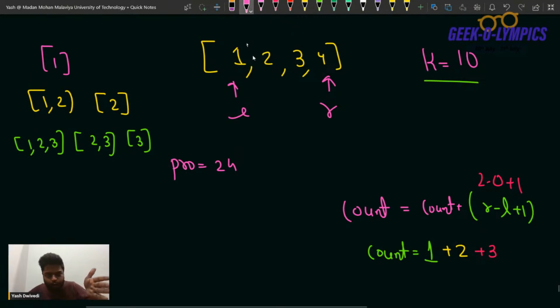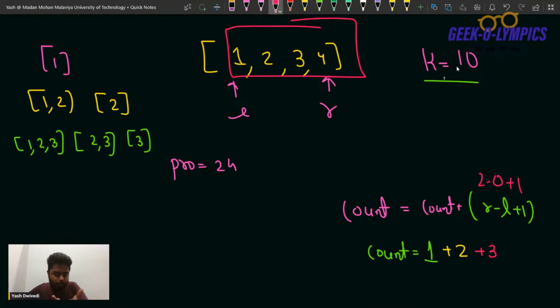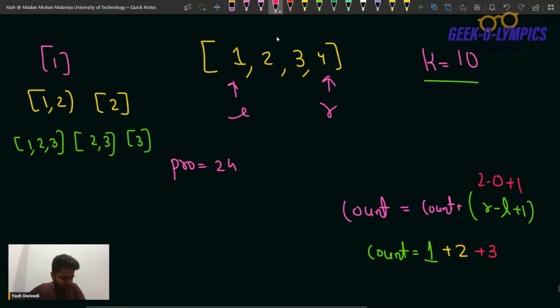Because now I want to shift my window. Now I am not able to satisfy the condition of the product being less than 10 in this window. So in this particular case we need to do L plus plus here. That is why I will move L here.